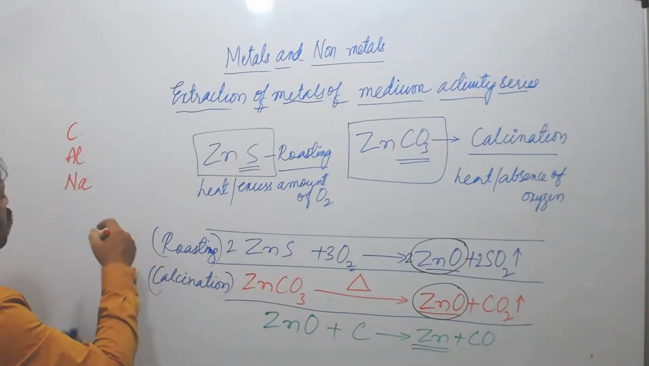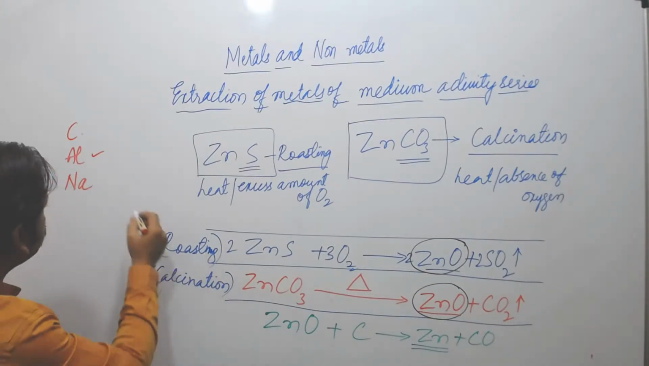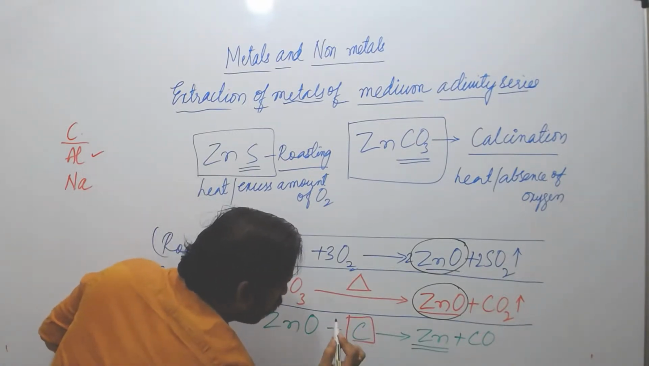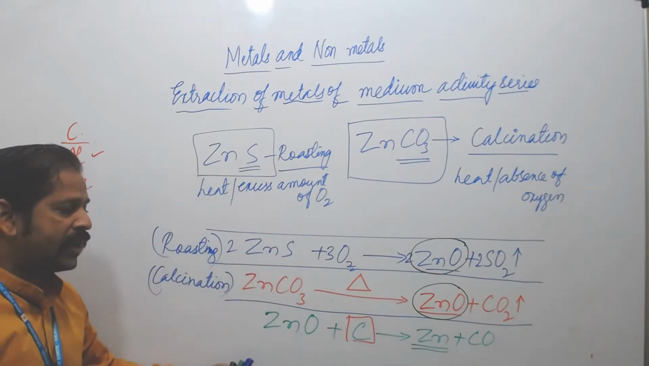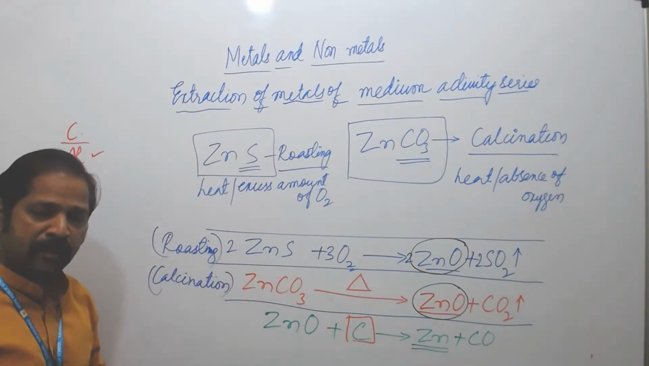We'll see now with the aluminum how it is possible. Just now we saw the carbon, because carbon is used here to extract the metal. Now we'll see the next, that is aluminum.